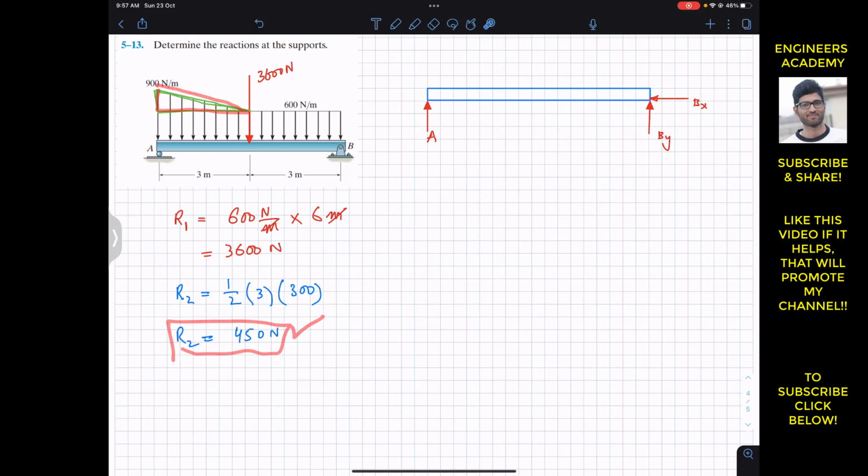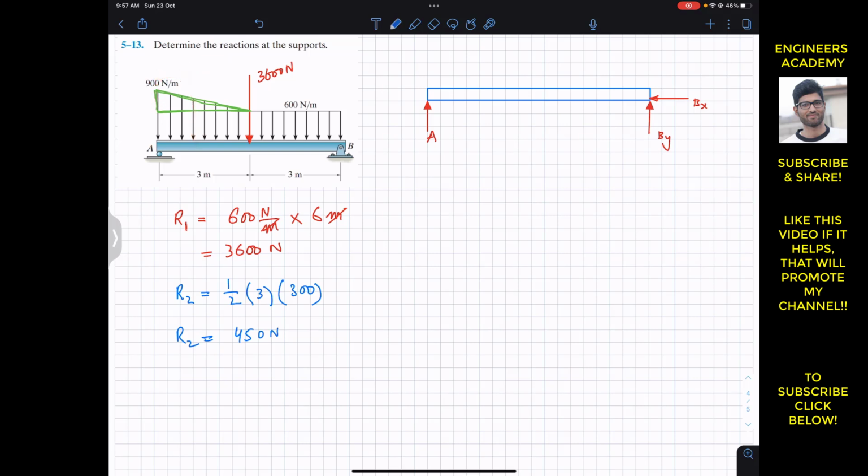Now this R2, which is the resultant of that triangular load distribution, will pass through the centroid of this triangular load distribution. So that R2 will be acting somewhere here. Let's say this is R2. And the distance of R2 from this edge of the triangle is always equal to 1 divided by 3 times the base. So the base is 3. So 3 will cancel out. So this R2 resultant is going to act at a distance of 1 meter from this edge.